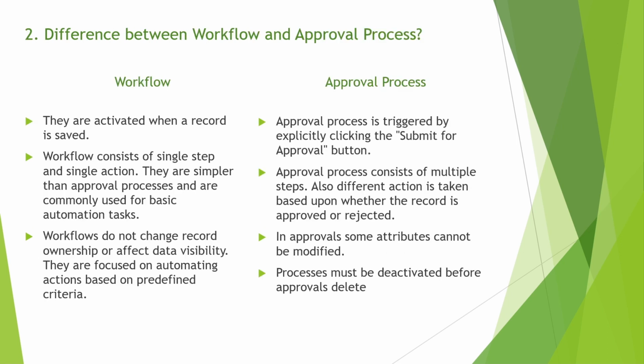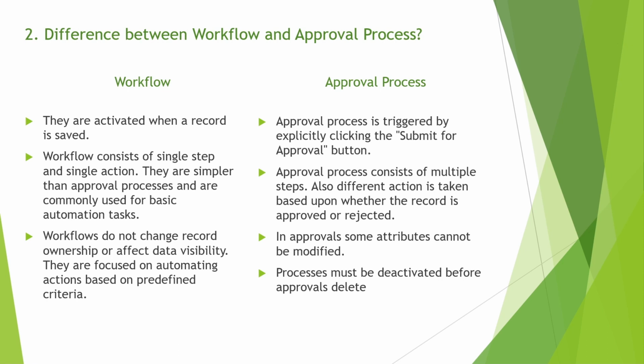Difference between workflow and approval process? Workflow. They are activated when a record is saved. Workflow consists of a single step and single action. They are simpler than approval processes and are commonly used for basic automation tasks. Workflows do not change record ownership or affect data visibility. They are focused on automating actions based on predefined criteria.